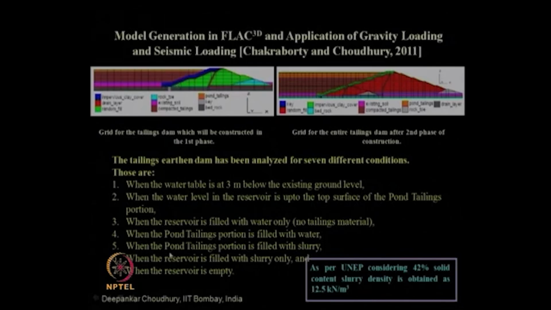Then the fifth condition is when the pond tailing portion is filled with slurry, that means when your waste material has not settled, it is still in slurry form, and the pond portion is not yet fresh water. The sixth point is when the reservoir is filled with slurry only, the entire reservoir is filled with slurry. And the seventh condition is when the entire reservoir is empty. So, all conditions we have analyzed, and as per the UNEP guideline for 42% solid content in the slurry, as far as the material which has to be deposited, from that we found out this is the density to be considered.